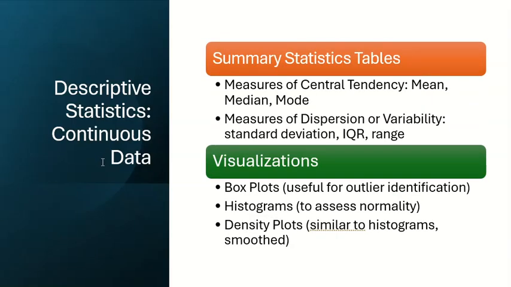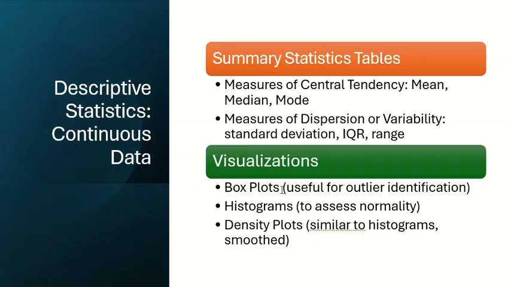With continuous data, the way we present our descriptive analysis is usually with summary statistics. So that includes measures of central tendency, or standard, mean, median, mode, and measures of dispersion or variability, as we previously mentioned: standard deviation, IQR, which is the interquartile range, and the range, just the lowest to the highest value. Always good to know those things, especially when you're trying to identify outliers and that sort of thing.